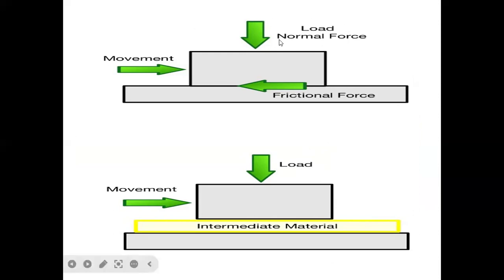In the first diagram, we have the load, the normal force, and the motion towards the right, and our frictional force is towards the left. So in this system, there is friction. But upon application of our intermediate material we call a lubricant, friction has been reduced. But take note that friction cannot be totally eliminated in our system, only reduced. In the second diagram, we can see that there is no frictional force here. And that is the main goal of lubrication.